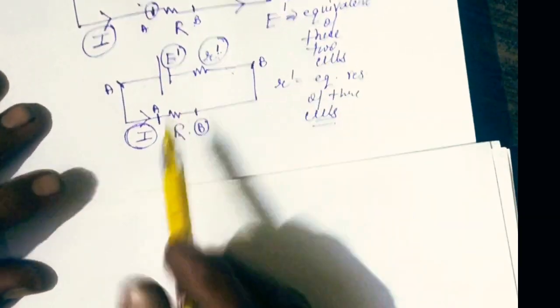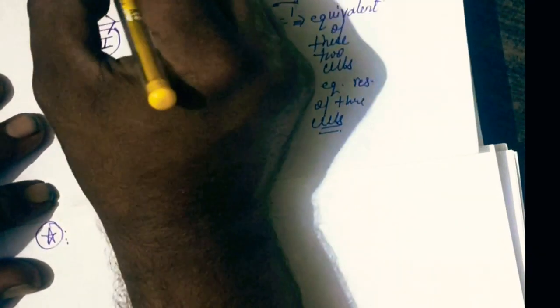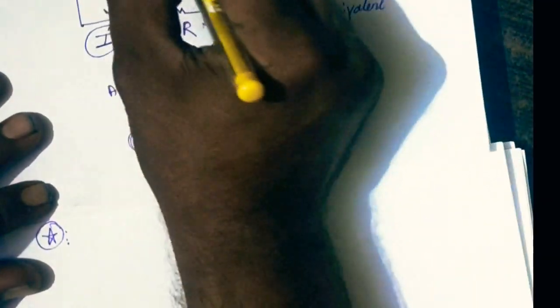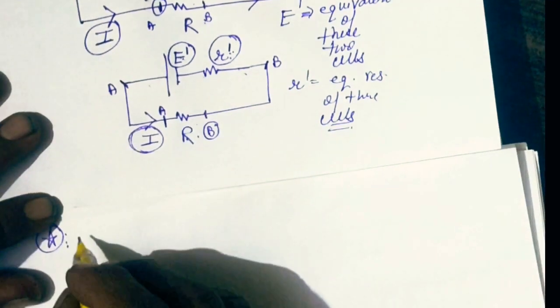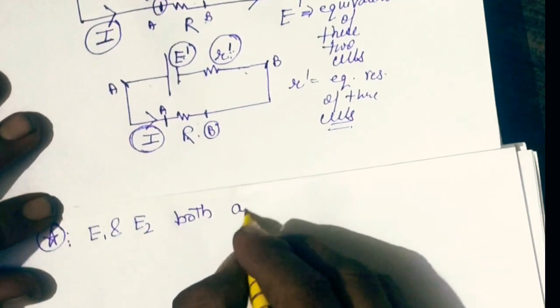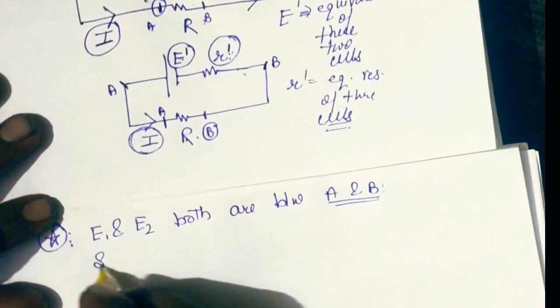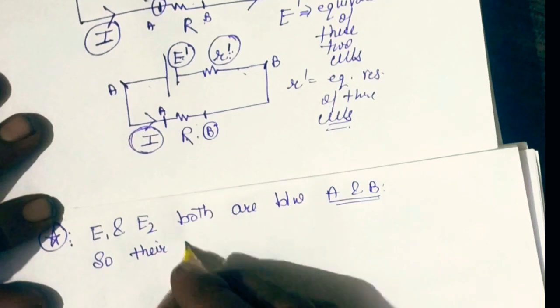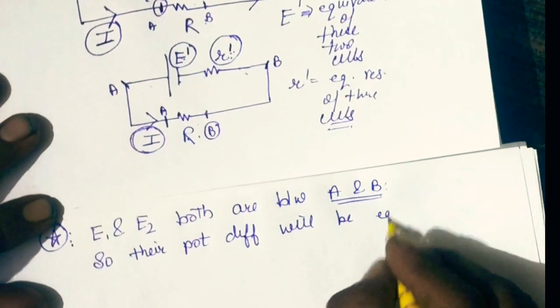Now first of all, look at this cell. This cell is also connected between points A and B. Now both these cells, E1 and E2, are connected between points A and B, so they both will have the same potential difference. So their potential difference will be equal.